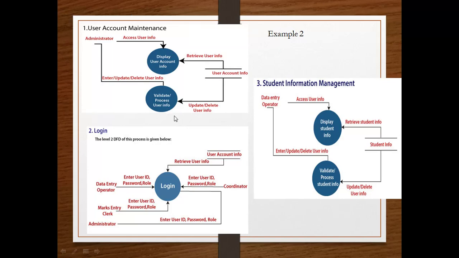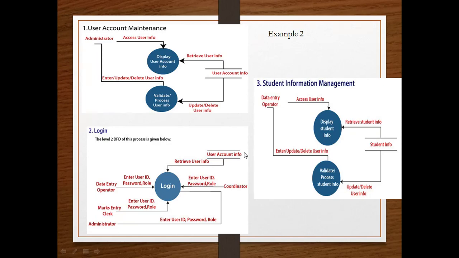This is the first part. Next is login. So in login, the data entry operator will enter the user ID, password and role. Marks entry will enter the user ID, password and role, that is marks entry, and the administrator will write its own role. Coordinator will enter user ID and role, and all this user information is recorded through an account called user account info.